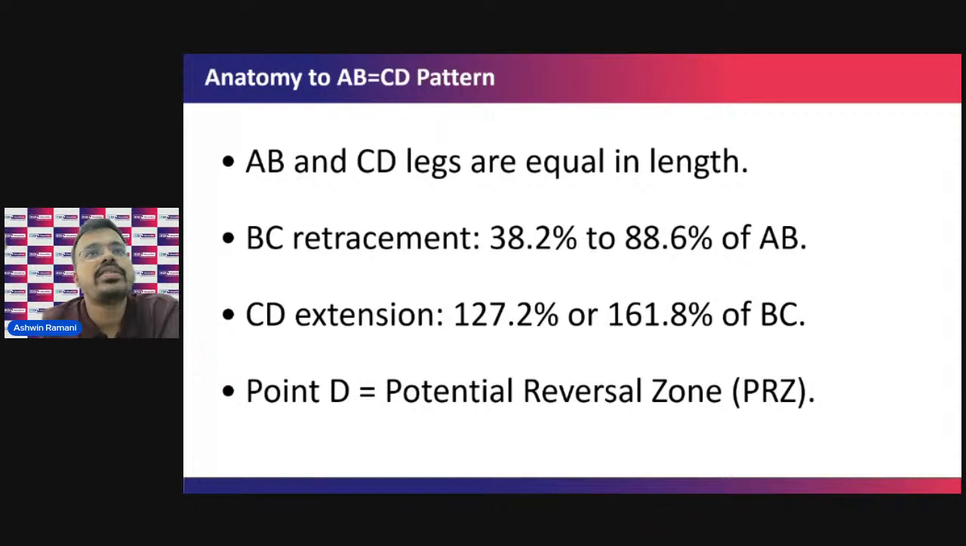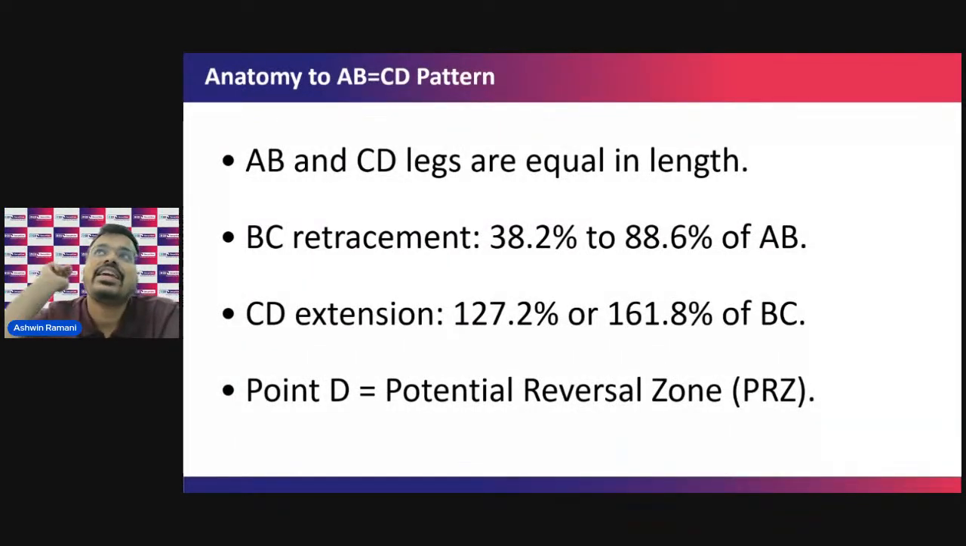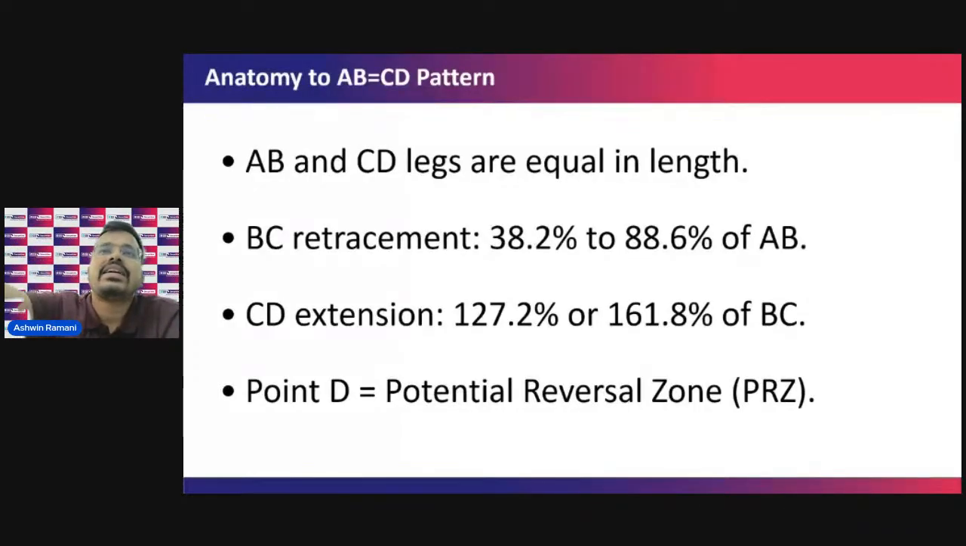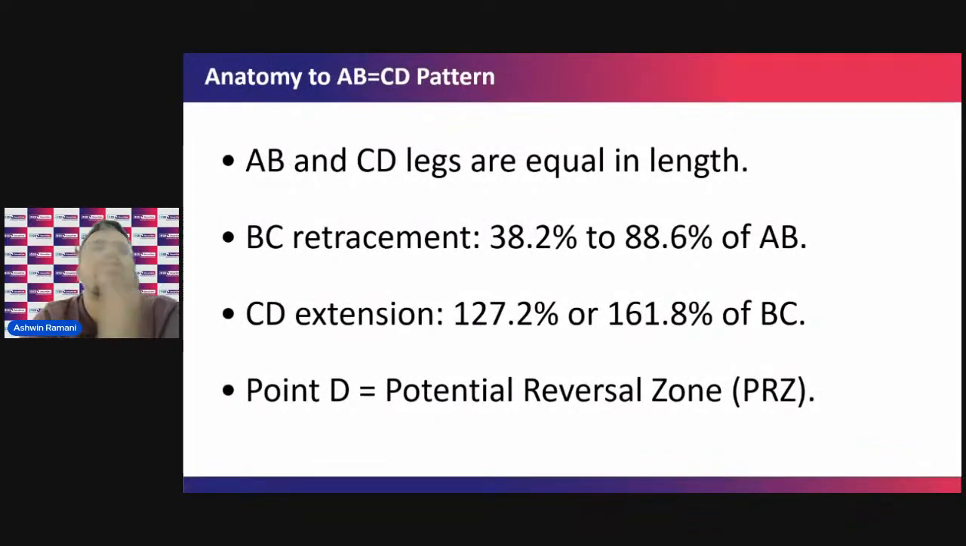So there are two D points, D1 and D2. So you will get a zone. It's not that you will get one exact point from where the price touches that point and comes down. It's not that. The price can go slightly above, the price can be slightly below, but somewhere around that zone is where you need to find the reversal points.